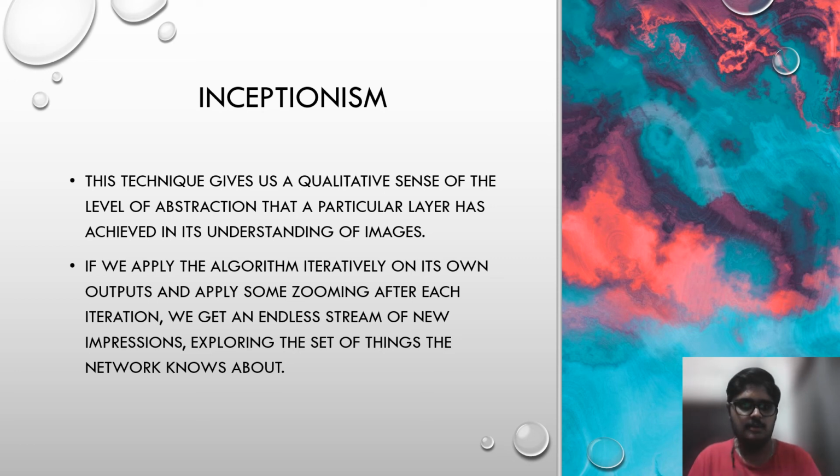So coming to the topic of inceptionism, this is basically the technique that we use in Google's DeepDream. This technique gives us a qualitative sense of the level of abstraction that a particular layer has achieved in its understanding of images. If we apply the algorithm iteratively on its own outputs and apply some zooming after each iteration, we get an endless stream of new impressions, exploring a set of things that the network knows about.